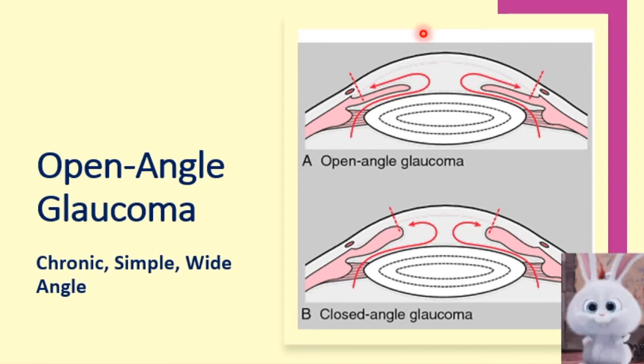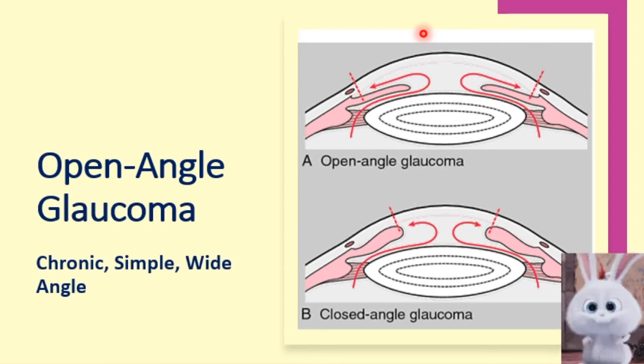Okay, now, allow me to jump first on the assessment findings of your open angle glaucoma. Open angle glaucoma, class, would usually involve bilateral eye. However, an eye would have more severe manifestations compared to the other eye. Assessment.